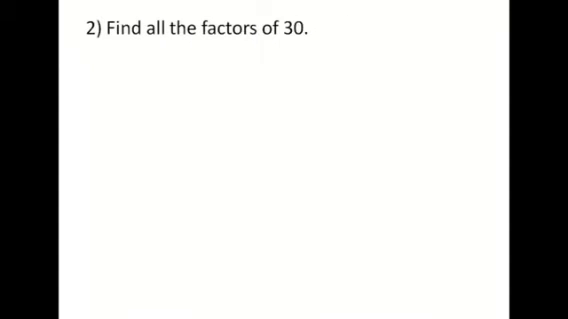Next question. Find all the factors of 30. Copy the question and start working out. How to do? 30 equals to 1 times 30 is 30. Then try with 2. 2 15s are 30.